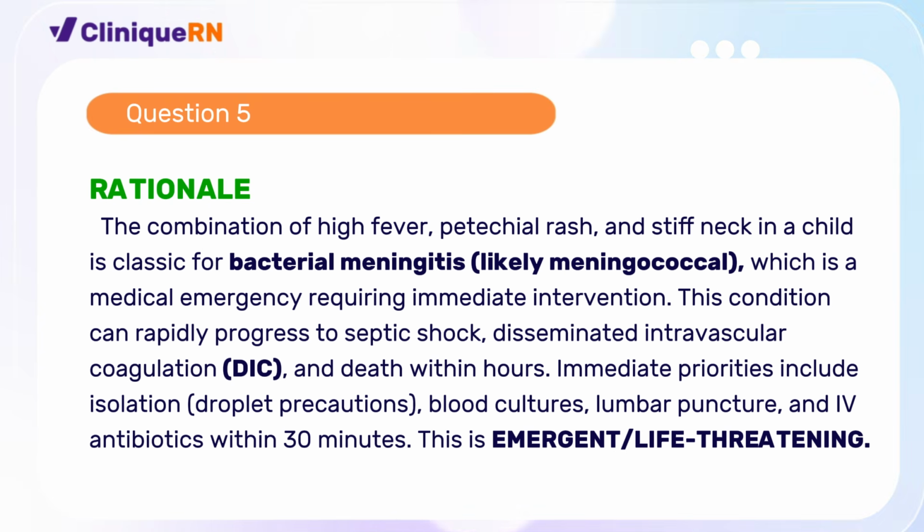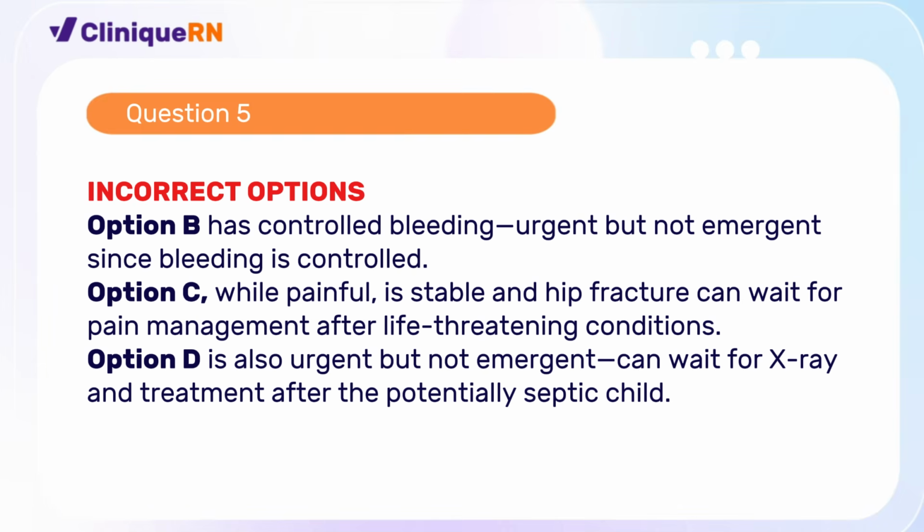Immediate priorities include isolation, droplet precautions, blood cultures, lumbar puncture, and IV antibiotics within 30 minutes. This is emergent/life-threatening. Option B has controlled bleeding, urgent but not emergent since bleeding is controlled. Option C, while painful, is stable, and a hip fracture can wait for pain management after the life-threatening condition. Option D is also urgent but not emergent, can wait for X-ray and treatment after the potentially septic child.